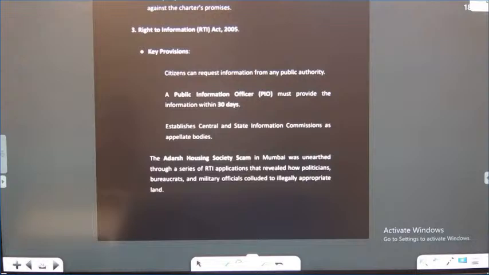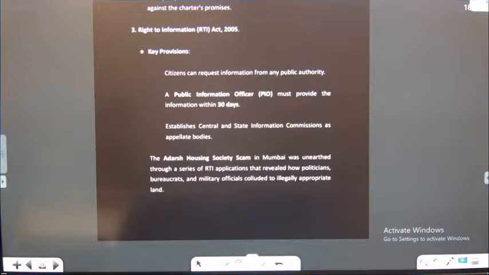RTI Act 2005. Basically, there is a public information officer in every government office. You go to that public information officer and ask them for information, and they have to give that information within 30 days. If they are not giving it, they have to give a written reason why they did not give it.